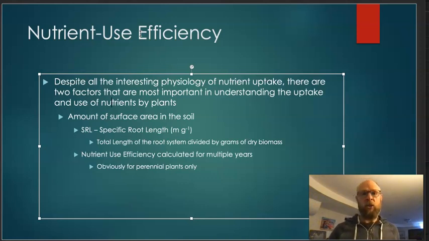It especially has a huge impact on respiration rates in plants, because a lot of the things they're talking about are active mechanisms for taking up nutrients. And so it has a big impact on the overall carbon budget of plants.